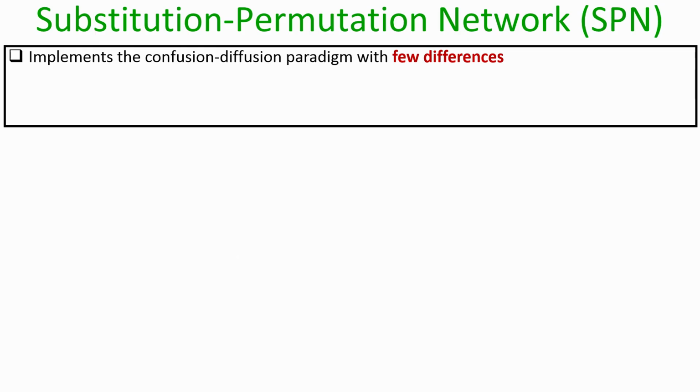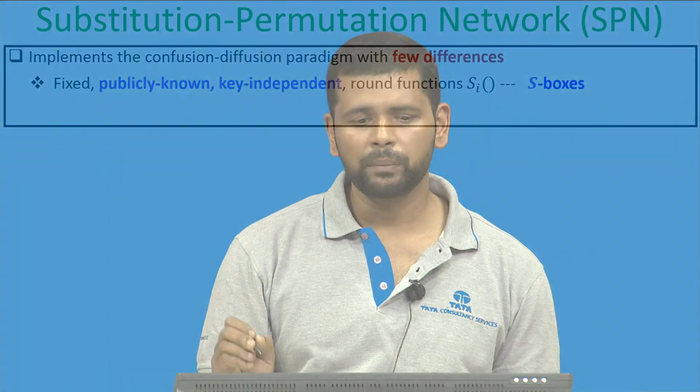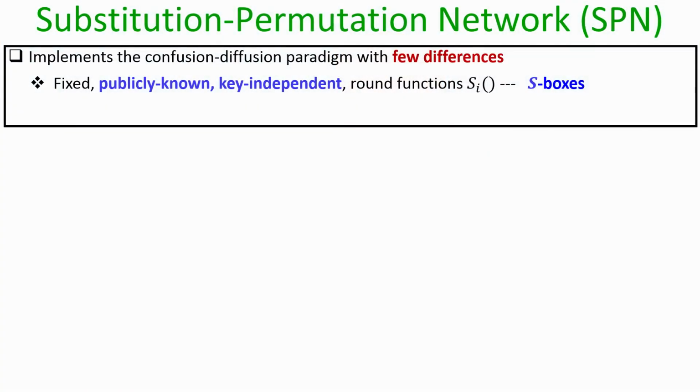SPN is a very important building block used in the construction of practical block ciphers like DES, which we will discuss in the next lecture, and this SPN implements the confusion-diffusion paradigm but with a few differences. The most important difference is that instead of choosing round functions which are key dependent, we will now be using key independent and publicly known round functions, which I denote by S_i, which are also called S boxes, because they are known as substitution boxes.